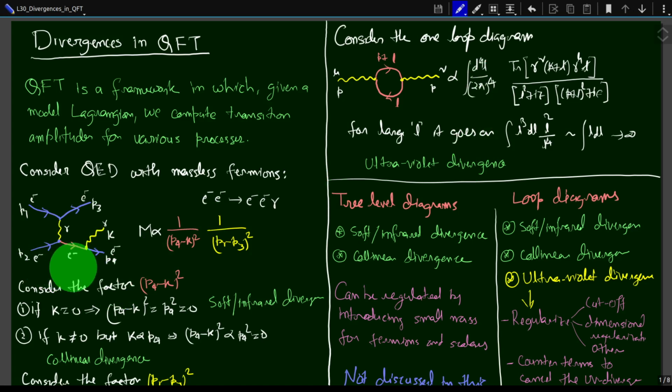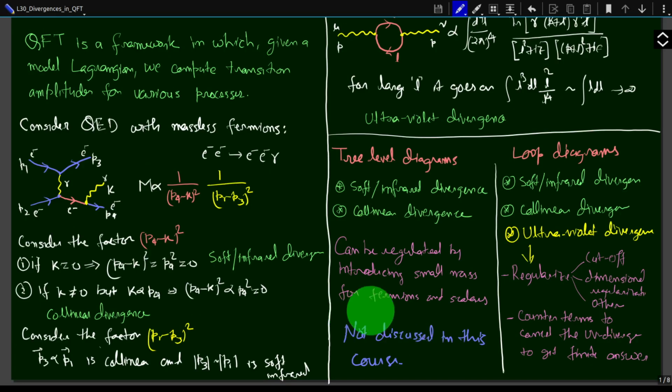And for the IR divergences, I necessarily need particles to be massless. Like the fermions have to be massless, otherwise there is no divergence. So at tree level we have soft or infrared divergences and collinear divergences, and these can be regulated by introducing a small mass to the fermions or the scalar. If I was looking at some scalar instead of a fermion, then again the infrared and collinear divergences would have been there, but if you put some mass to them, then these divergences go away.